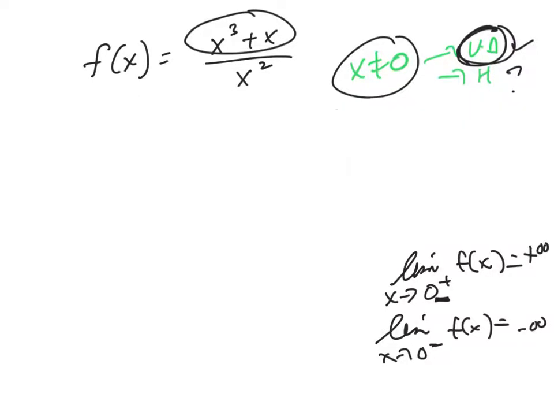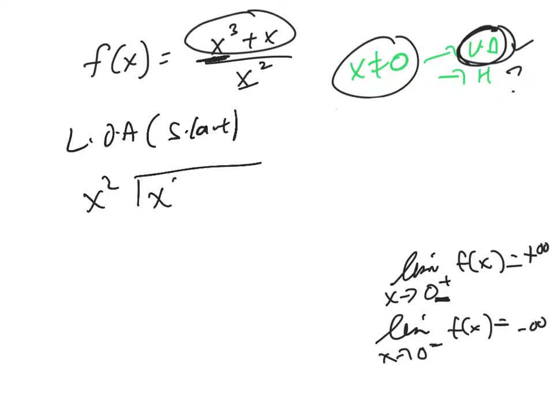And the last thing is the end behaviors. So let's have a look at the degrees. I can tell right away the degrees of the top and the bottom are off by 1, and I know that I'm going to get a linear oblique asymptote. I'm going to put here LOA, or a slant asymptote, and I'm just going to do long division on this.